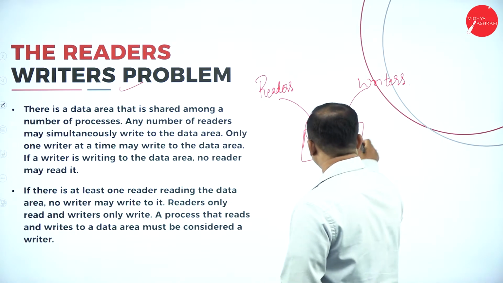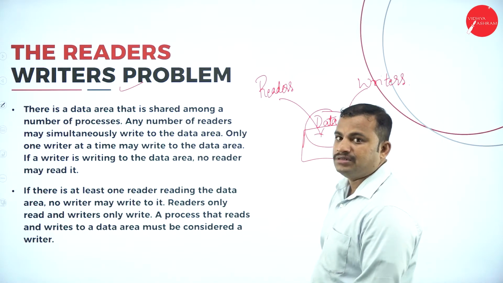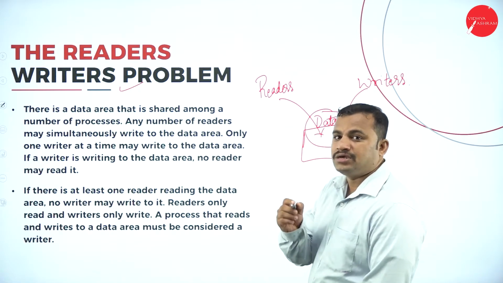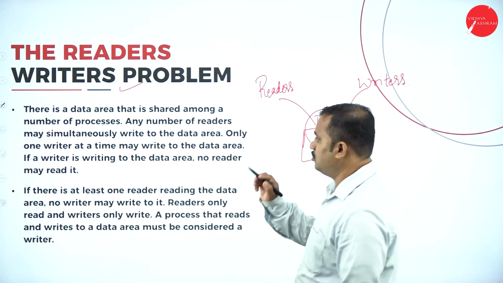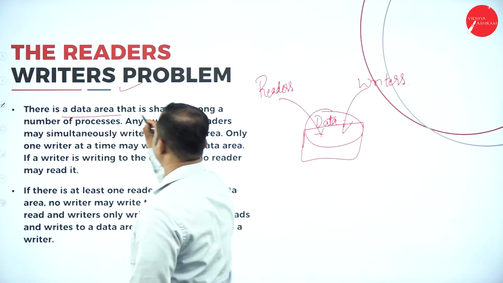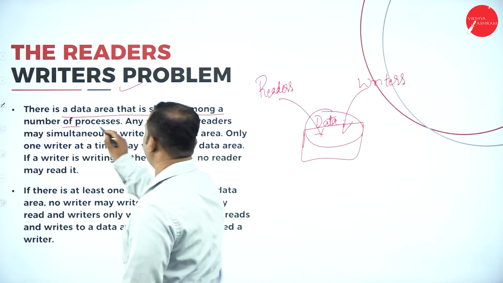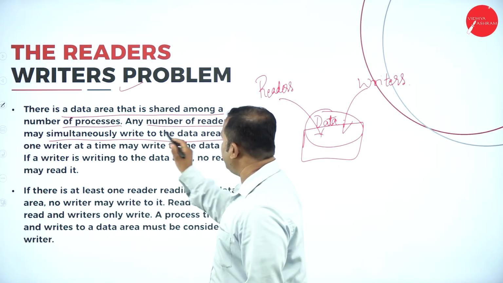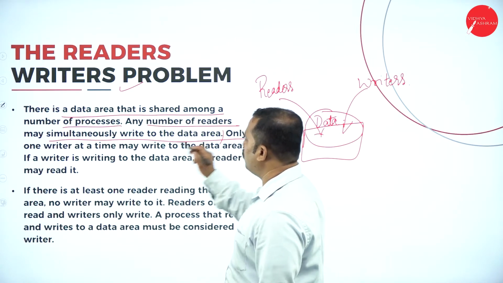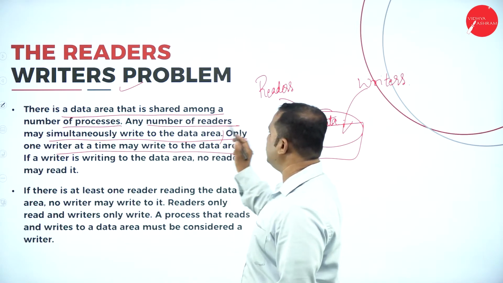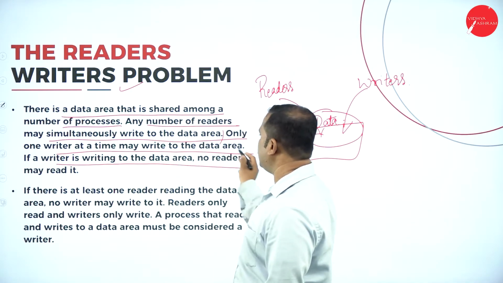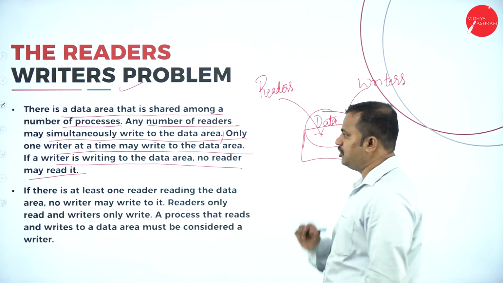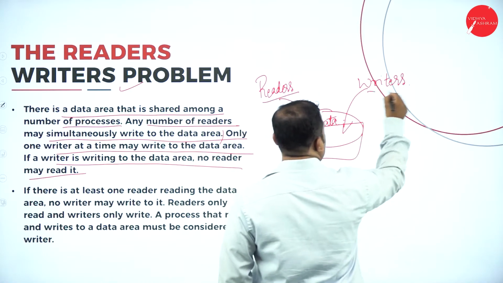Suppose access is given at the same time, then there is a problem of process synchronization. So in order to avoid that, there is a data area that is shared among a number of processes. Any number of readers may read simultaneously. Only one writer at a time may write to the data area. If a writer is writing to the data area, no reader may read it. Please observe this carefully. We have a reader here, a writer here.